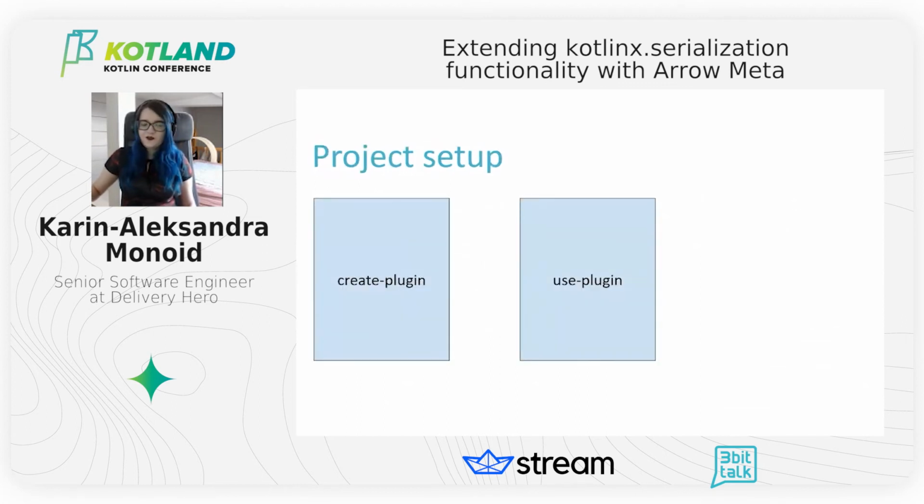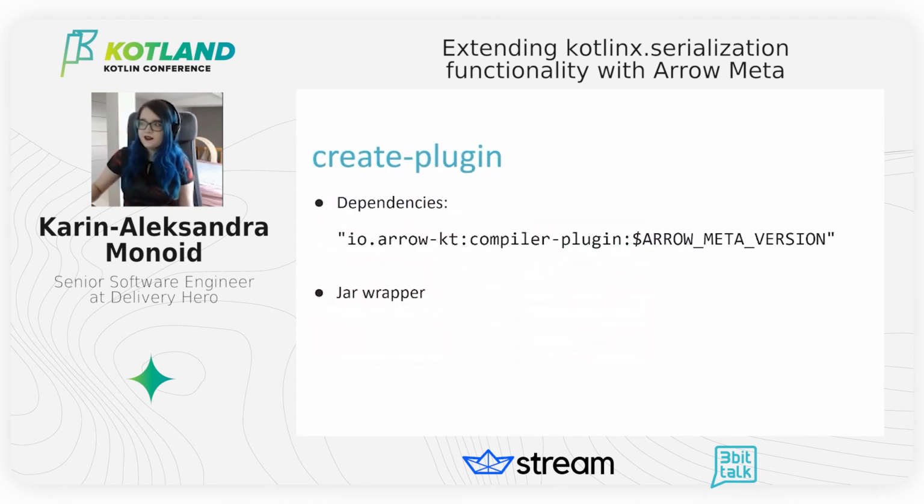The simplest way to try a project will be going to the Arrow examples repository and take a look at how to set up a project with two models. In my case, I did exactly the same, and in my project, I had a create plugin model and a use plugin model. In the create plugin, we developed a plugin itself and then use, so the zoo with cats and dogs. So the most important steps that you should do in create plugin, you have to add dependencies on the Arrow compiler plugin and add a typical jar wrapper.